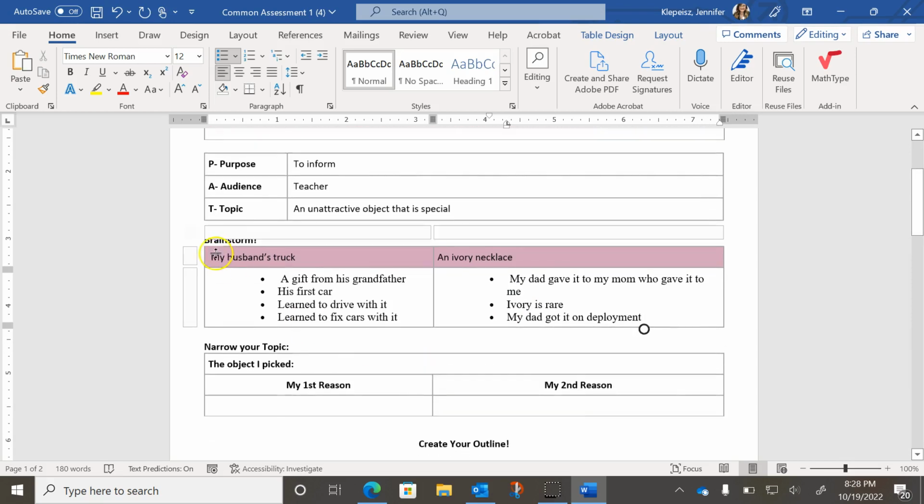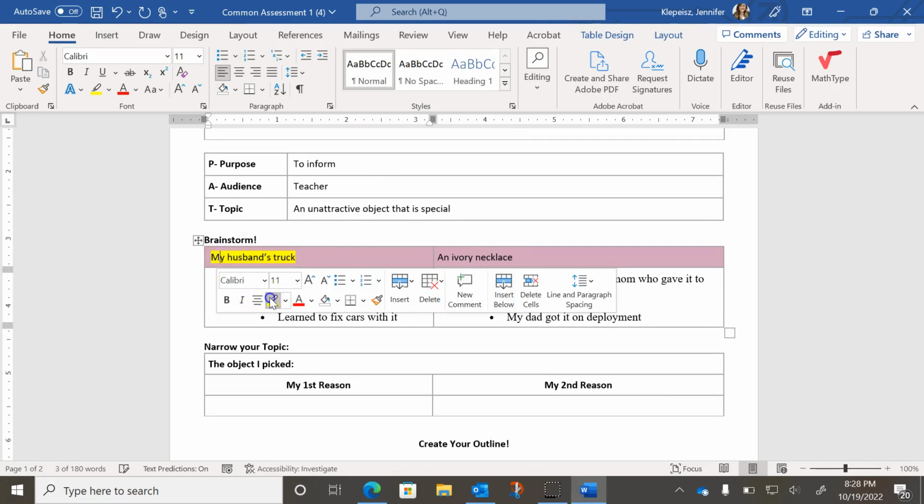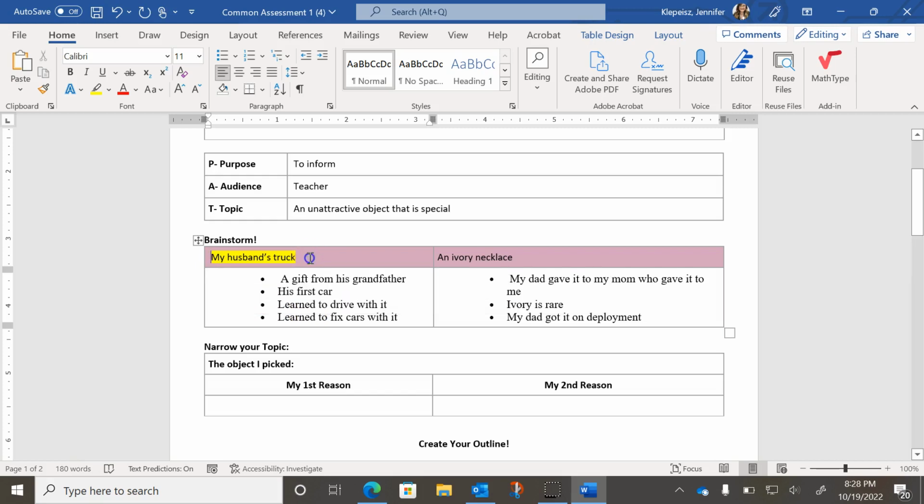After you have your ideas, you're then going to start the process of narrowing it down. So my husband's truck is going to be the one I'm going to go with because I feel like I can explain that the best. And when I look at my 4 reasons, I want to narrow them down to the 2 that I feel I could explain the best, strongest.